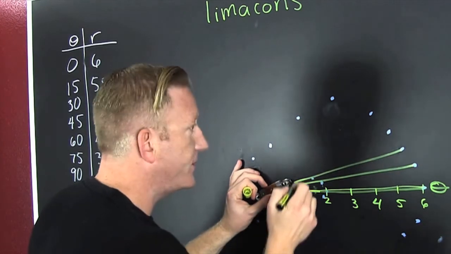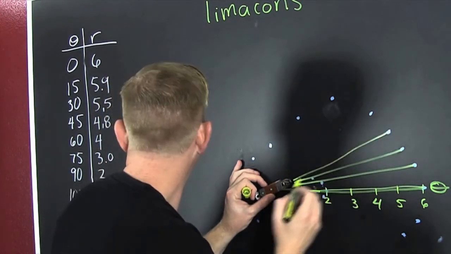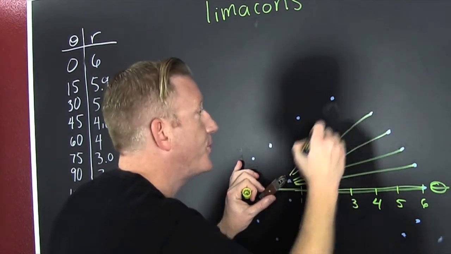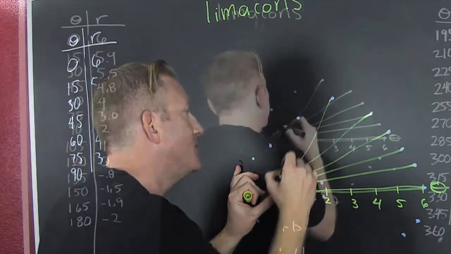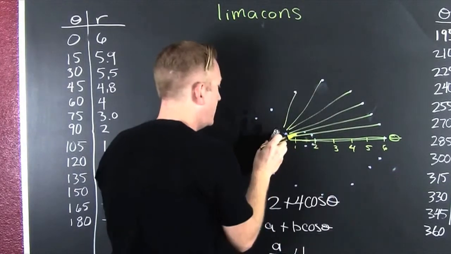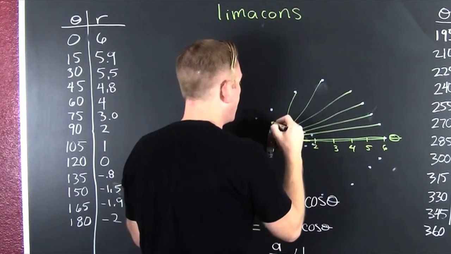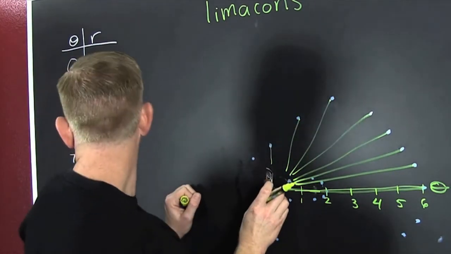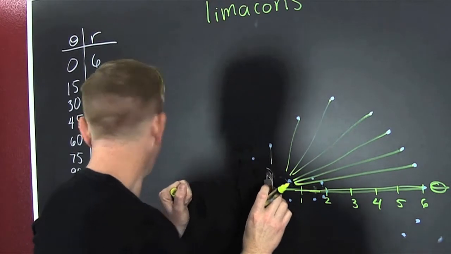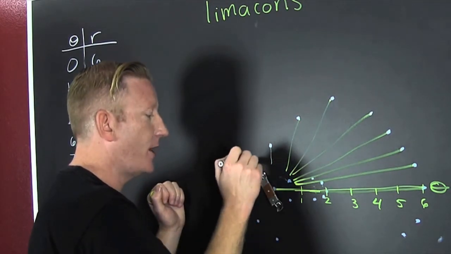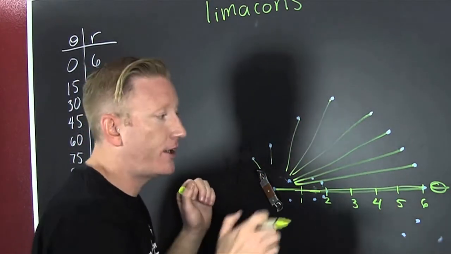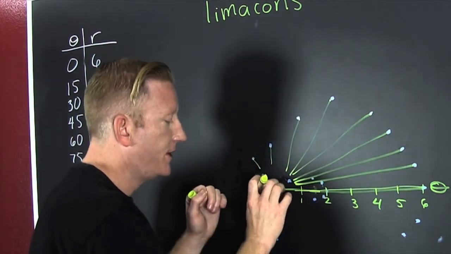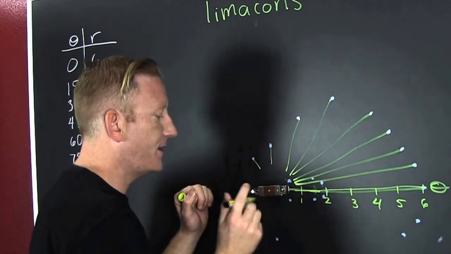So at 45 degrees, we're at 4.8, then 4, then 3, then 2, then 1. These are all approximations. That was 90 degrees. At 105 degrees, we go out this far, and this is the interesting part. Our r is getting smaller and smaller until it's nothing.